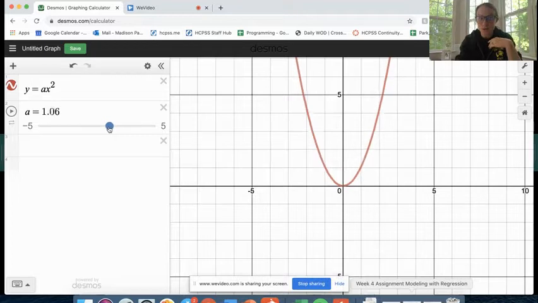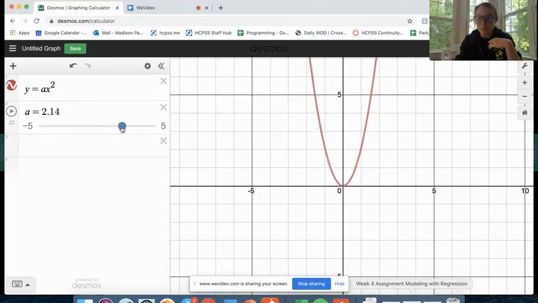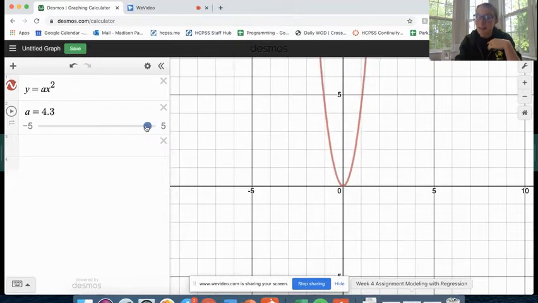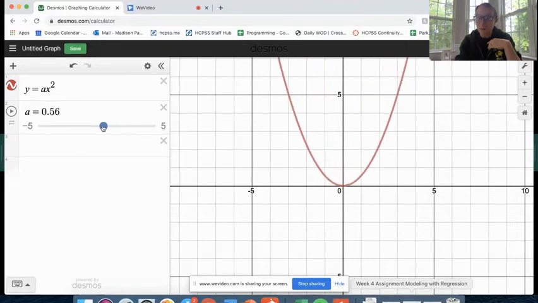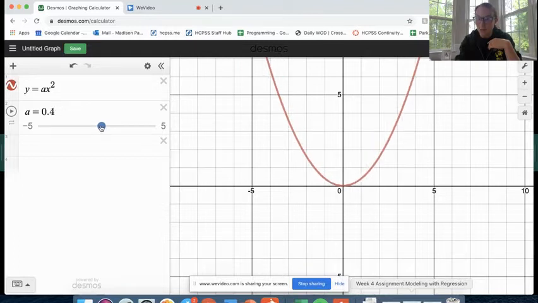So let me show you. As A gets bigger and bigger than 1, it's going to make a narrow parabola. And as A gets less than 1, it's going to make a wider parabola. All right, so one thing is it makes it narrow and wide.